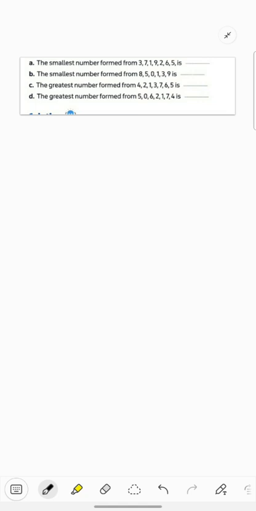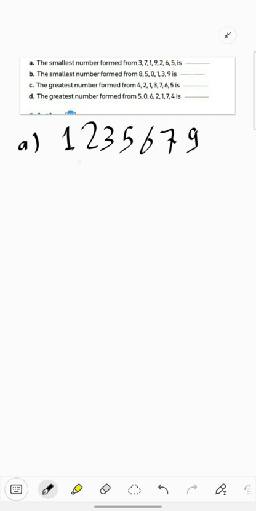But here we need to figure out how to make the smallest number. So, to find the smallest number from some digits, you need to rearrange the digits from the smallest digit to the greatest digit, but without commas. You need to put them all together, okay? So here the smallest digit is 1, 2, 3, 5, 6, 7, 9. And this is the smallest number we can form from these digits. Letter B.